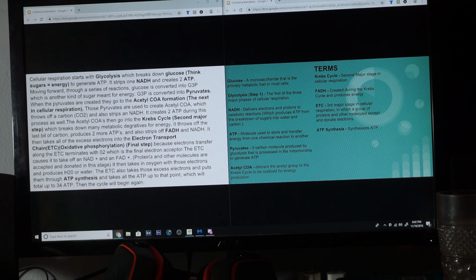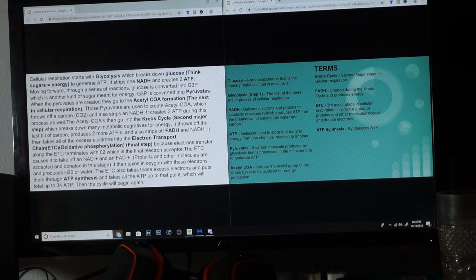It then takes all of these excess electrons into the electron transport chain, oxidative phosphorylation, which is the final step. Because electrons transfer along the ETC, it terminates with O2, which is the final electron acceptor. The ETC causes it to take off an NAD+ and an FAD+. Proteins and other molecules are accepted and donated in this stage. It then takes in oxygen with those electrons and produces H2O, or water.